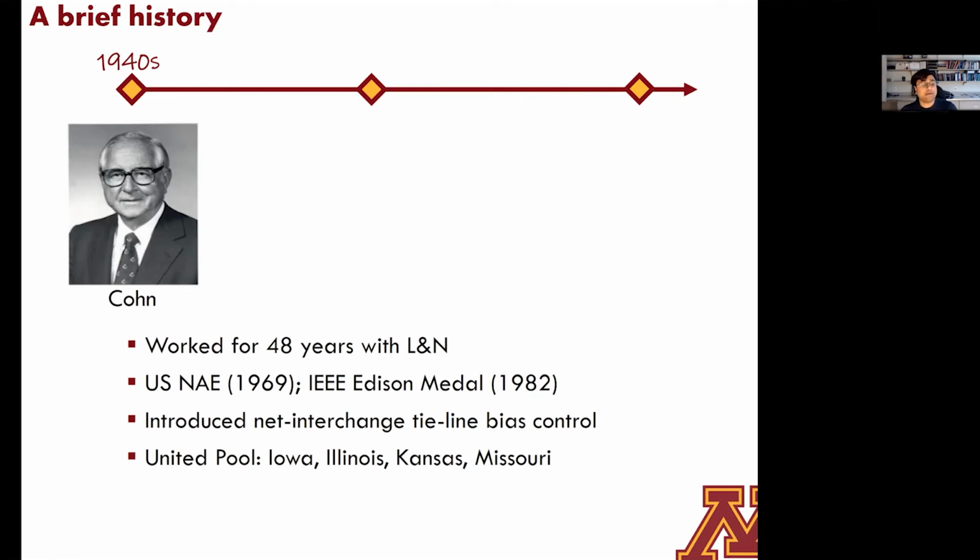And the first time this was tried out was actually in the 40s, and it was done for a collection of utilities in the US Midwest, in Iowa, Illinois, Kansas, and Missouri. So there were a bunch of utilities who saw the vision in this. They realized that they could not support and offer electricity reliably to all their customer base just by doing it themselves. So there had to be interconnections that spanned out across a larger area. And they bought into this vision.